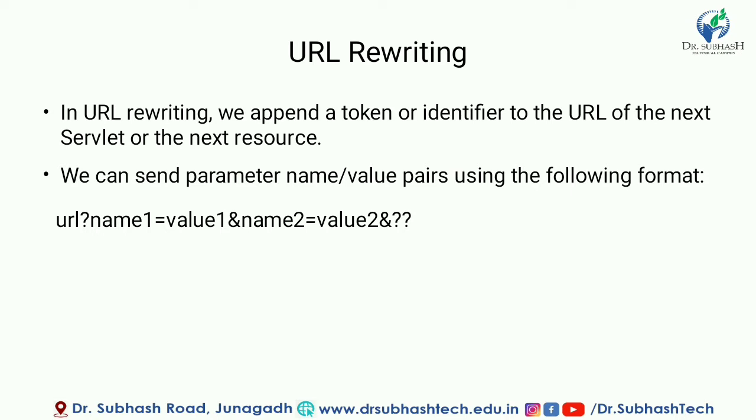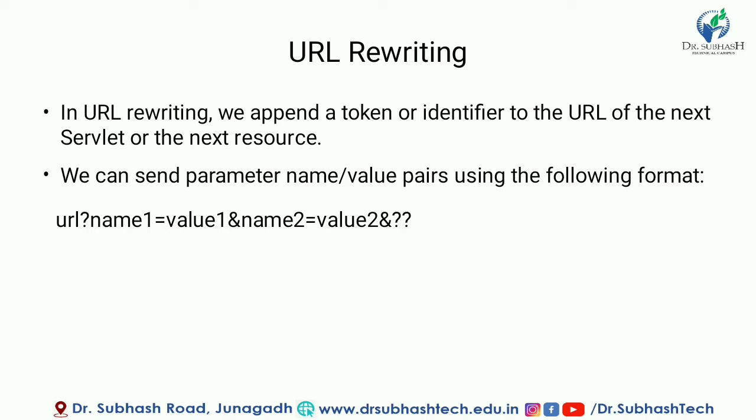In URL rewriting, we append a token or an identifier to the URL of the next servlet or the next resource. This means that whenever we are redirecting from one page to another, from one servlet to another servlet, we rewrite our URL, meaning we append a token or identifier to it.